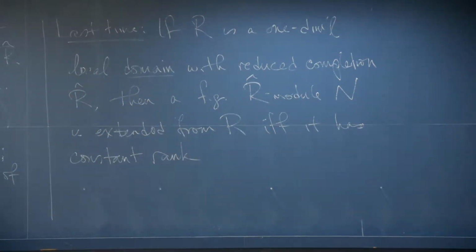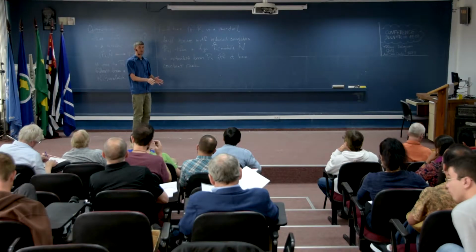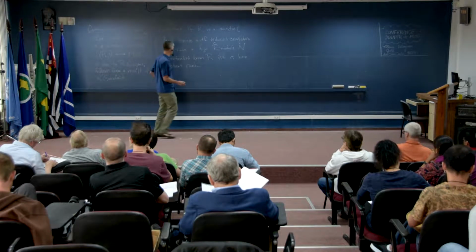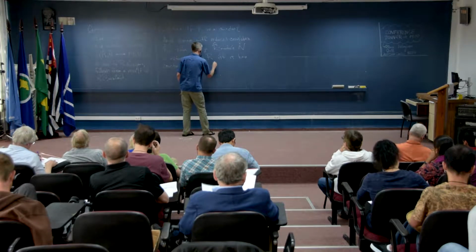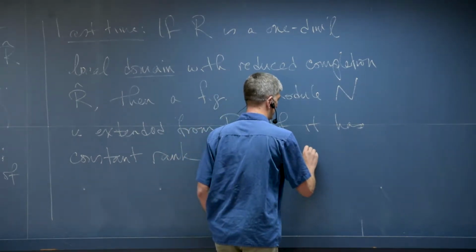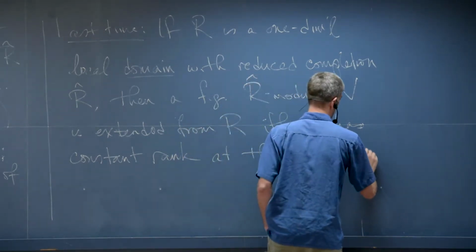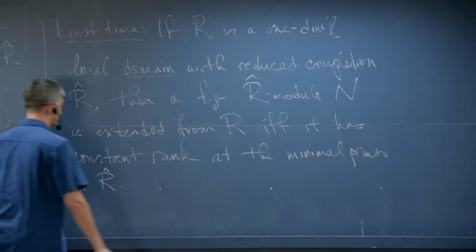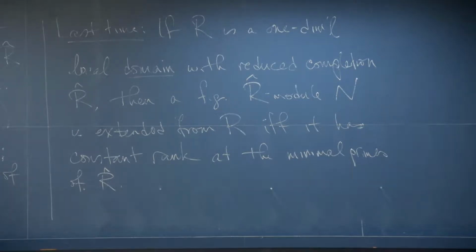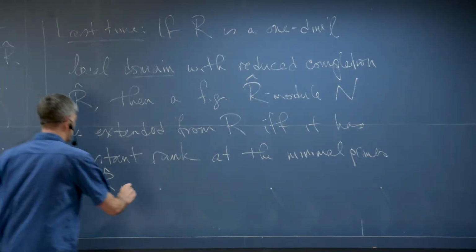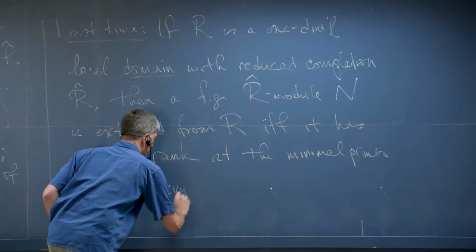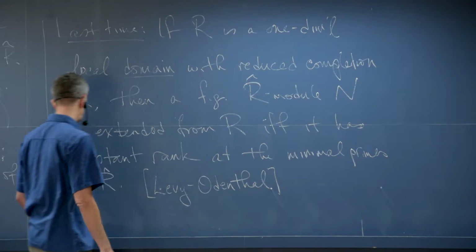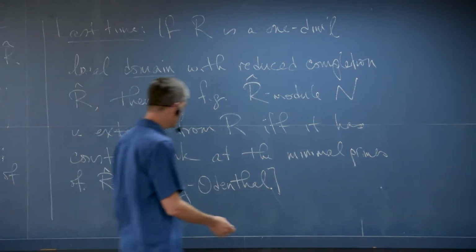Constant rank here means that when you localize at a minimal prime, the thing you get is always a vector space of the same dimension, no matter which minimal prime. So I'll say at the minimal primes. This was a consequence of the theorem of Lee and Odenthal that I wrote down last time. So let's see what you can do with this.